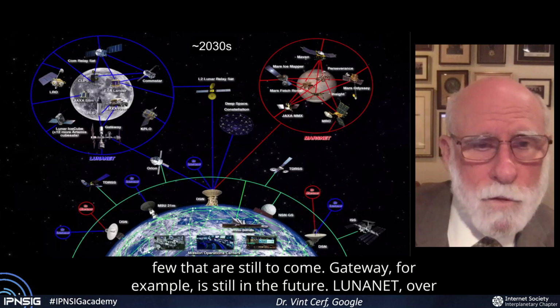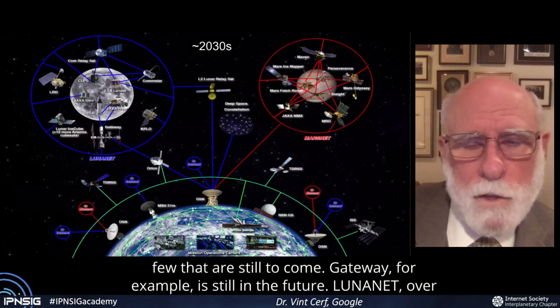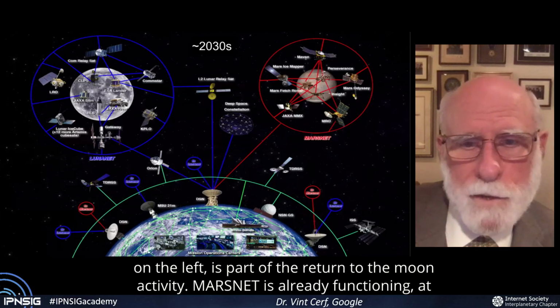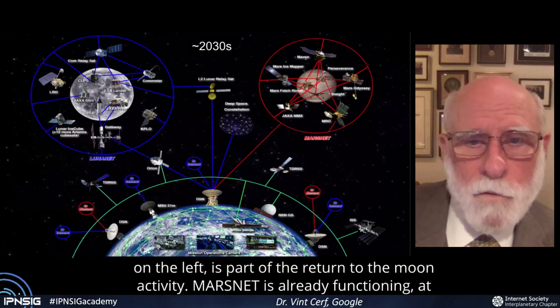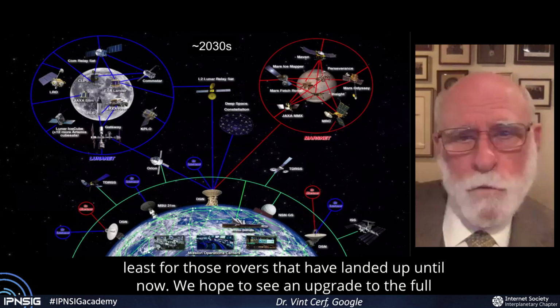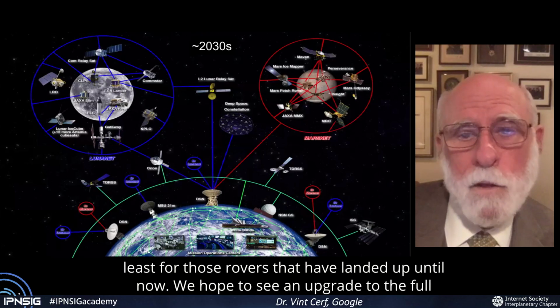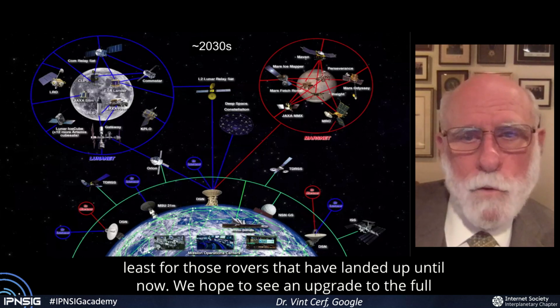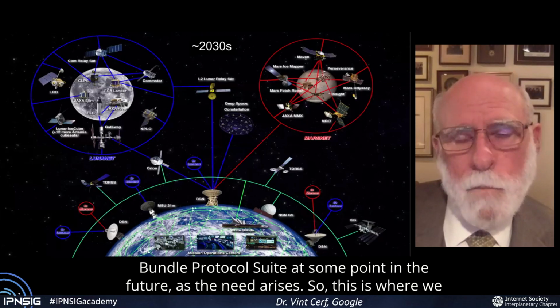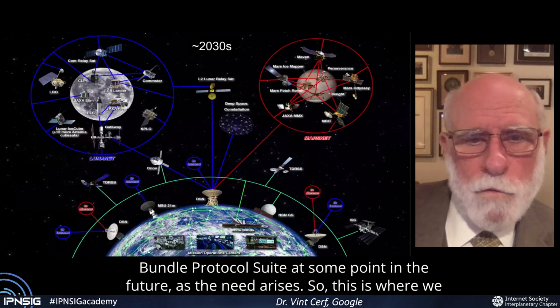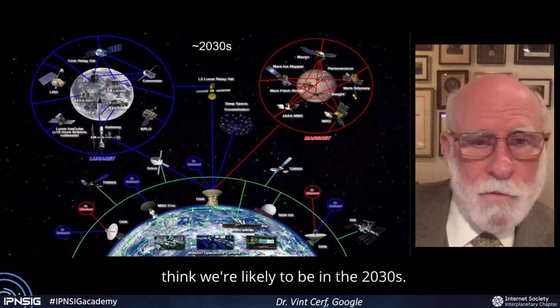Gateway, for example, is still in the future. And LunaNet over on the left is part of the return to the moon activity. MarsNet is already functioning, at least for those rovers that have landed up until now. We hope, of course, to see an upgrade to the full bundle protocol suite at some point in the future as the need arises. So this is where we think we're likely to be in the 2030s.